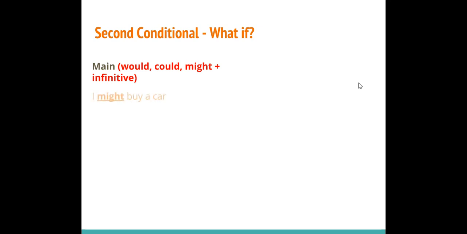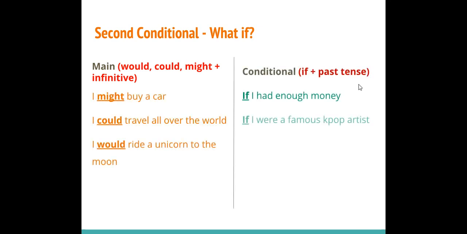All right. You can also have your main clause first. I might buy a car if I had enough money. Right. Okay. I could travel all over the world if I were a famous K-pop artist. I would ride a unicorn to the moon if I owned a unicorn. Okay. If this comes first, you don't need a comma. Right? If your main clause comes first, no comma. If your conditional clause comes first, comma.